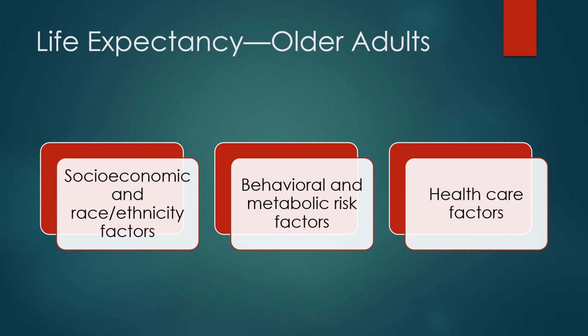Behavioral and metabolic risk factors, like those modifiable risk factors, account for 74% of the variation in life expectancy. This is explained by increases in hypertension, diabetes, obesity, cancer, pulmonary diseases, especially with things that are caused by alcohol, smoking, and decreased physical activity levels.